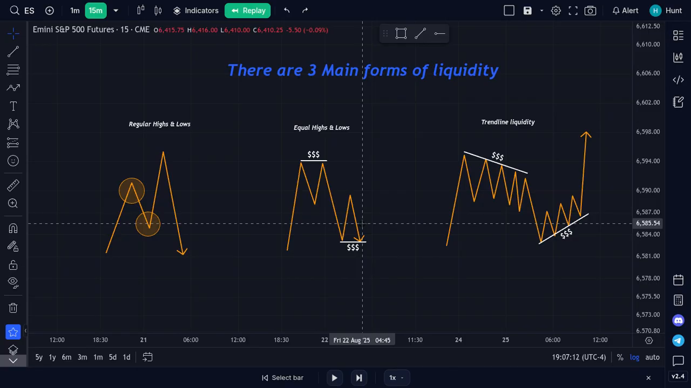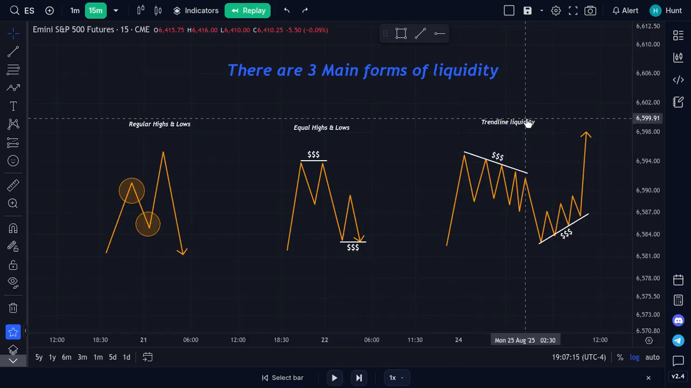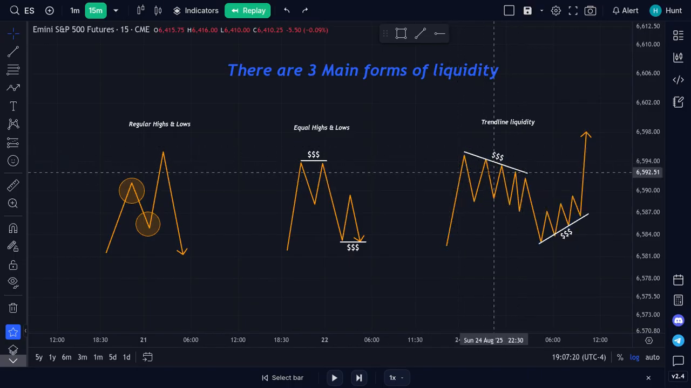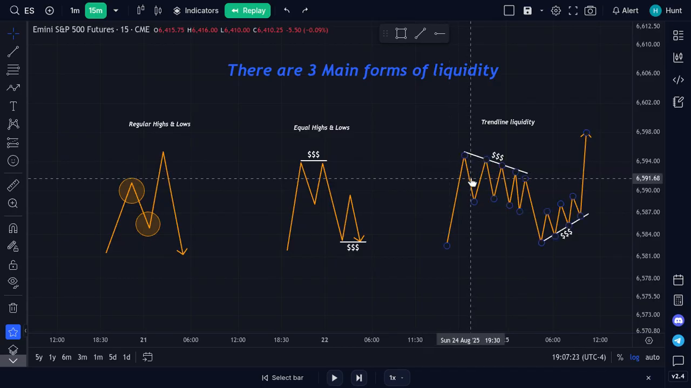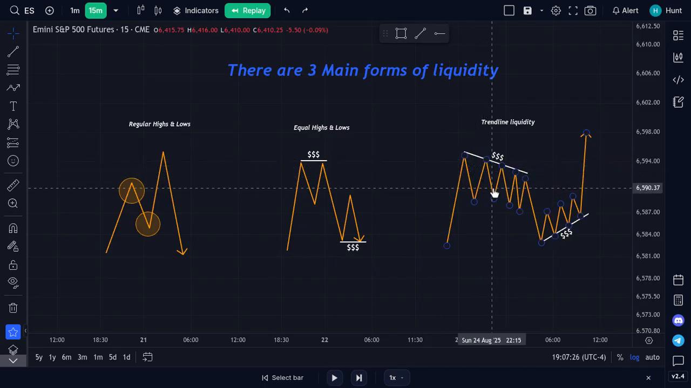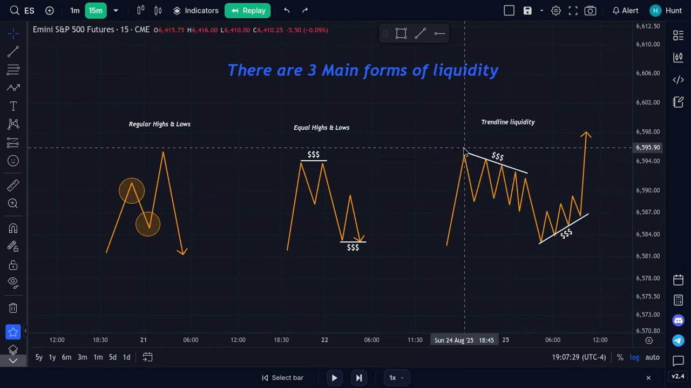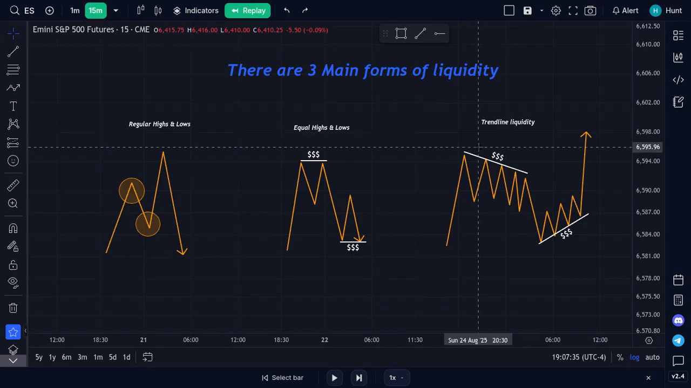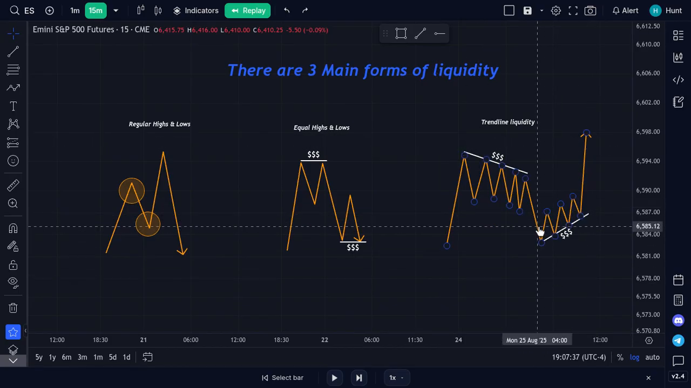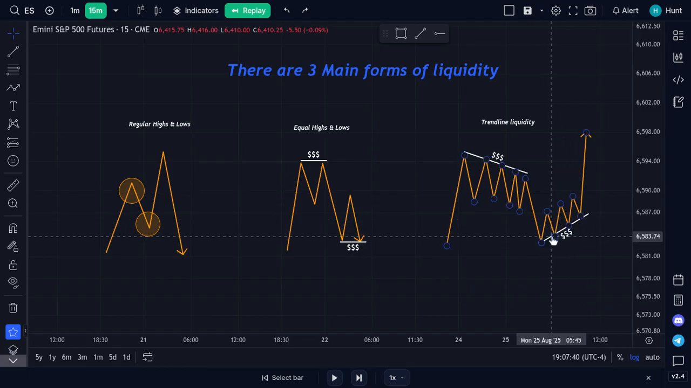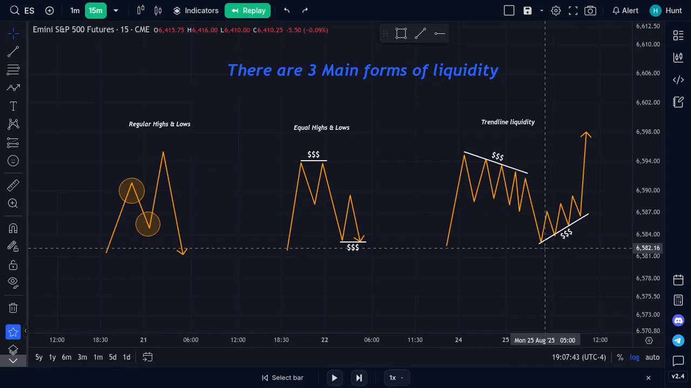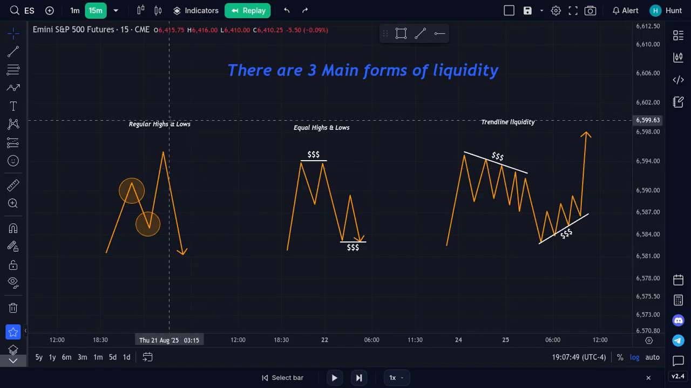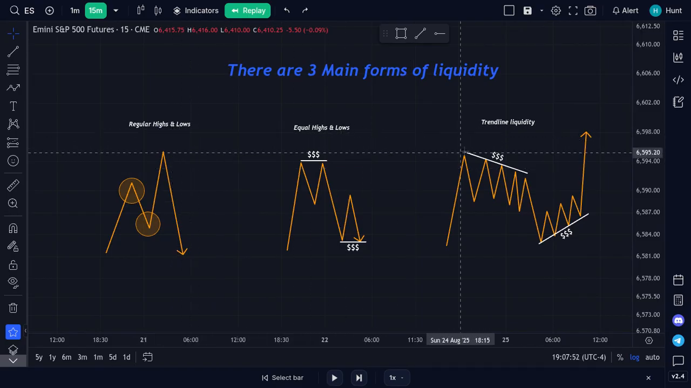And the third main form of liquidity is trendline liquidity. So as you can see, for the buy side portion of trendline liquidity, you can see that price makes new highs, but each high is slightly lower than the previous high, and it gives a kind of diagonal line that starts going down. Now for the sell side, you can see each low is slightly higher than the previous low, and it gives a diagonal line going up. So these are the 3 main forms of liquidity: regular highs and lows, equal highs and lows, and trendline liquidity.